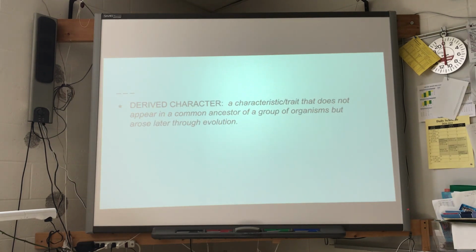So when we go through and we draw these cladograms, the cladograms are based upon derived characteristics. A derived characteristic is a characteristic or trait that does not appear in a common ancestor or group, but it does occur later on. So it could be something along the lines of moms produce milk. Okay, and we call that a mammal.